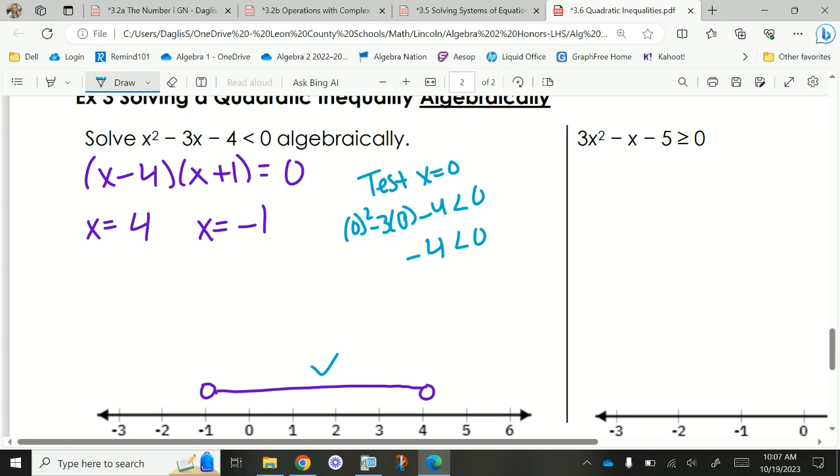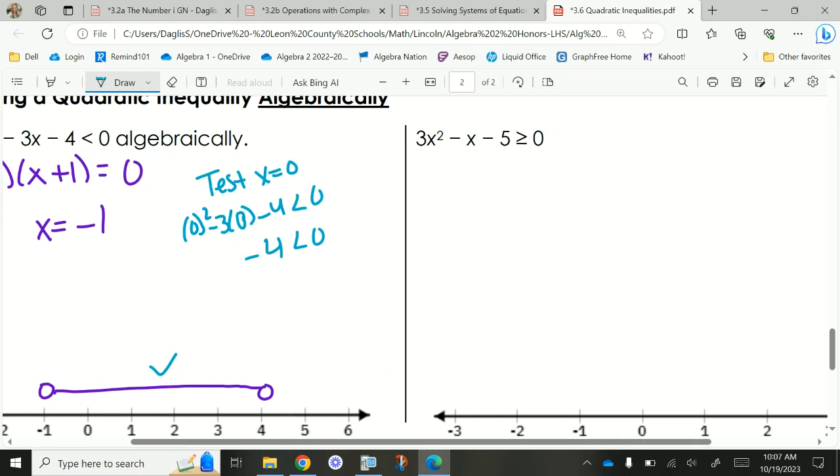All right, next one. We have 3x squared minus x minus 5 is greater than or equal to 0. So before I do anything, we have to solve for x. Can I do basic factoring this time? No, we can't. Can we do slip and slide? Well, if I slip 3 to the end, I get 15. Does anything multiply to give you 15 and add to give you -1? No, so that's not going to work.